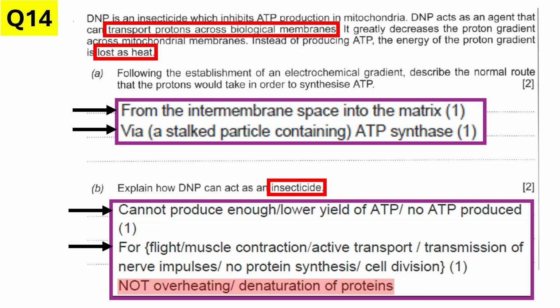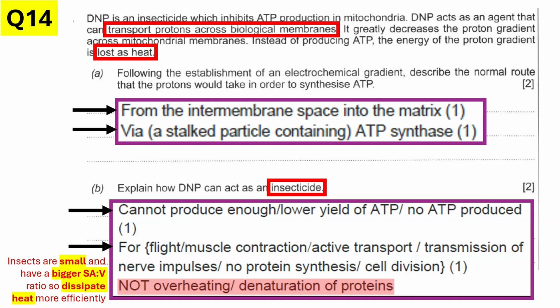So a lack of ATP in the cells, for example, the muscle cells, means muscle contraction wouldn't be able to occur, and therefore there'd be no flight of the insects. There'd be no cellular responses such as protein synthesis, active transport, transmission of nerve impulses down the neurons. However, it does say, please do not accept overheating or denaturing of the proteins in the insect.